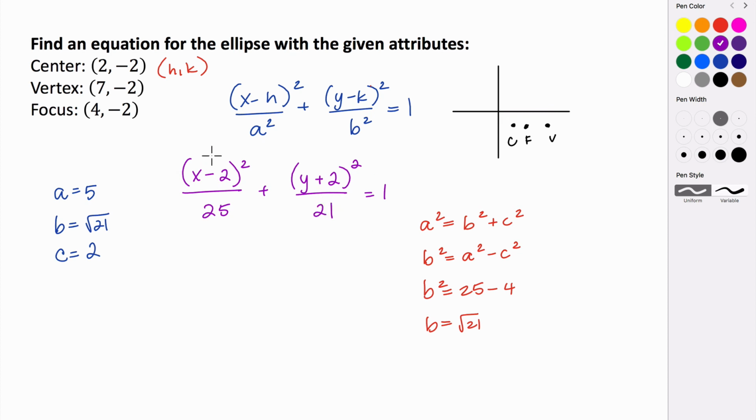So this equation here, this is our standard form equation for our ellipse with its center at 2, -2, and vertex at 7, -2, and focus at 4, -2. So this would be our standard form equation.